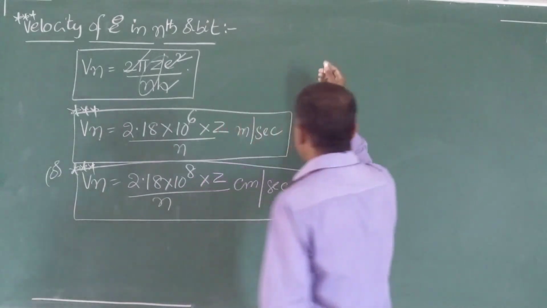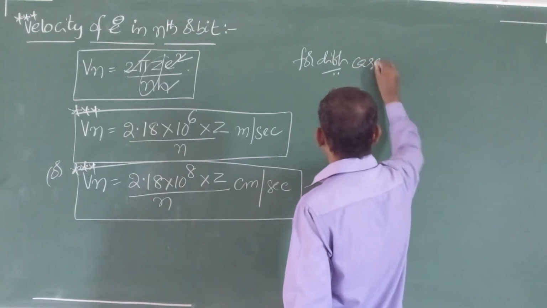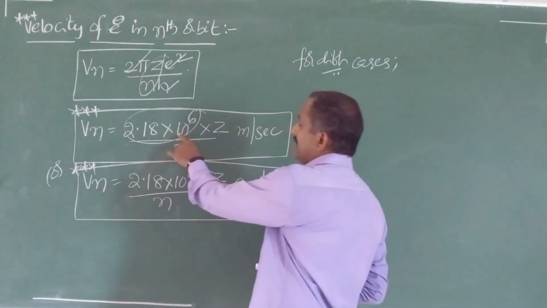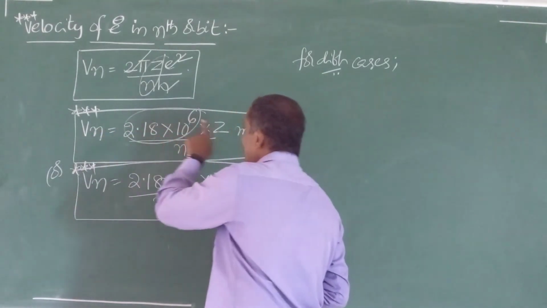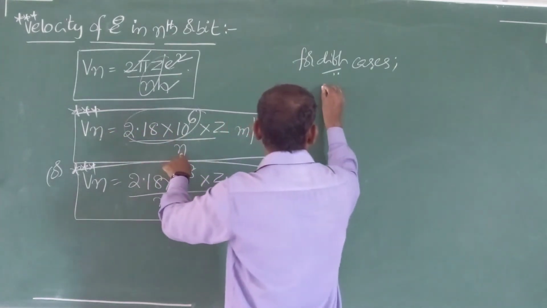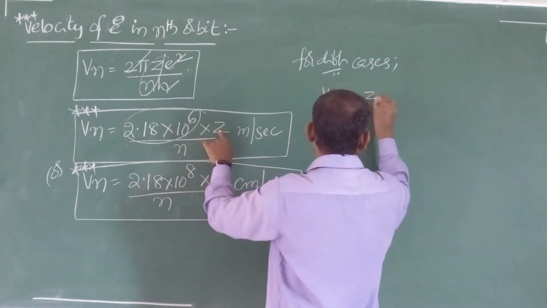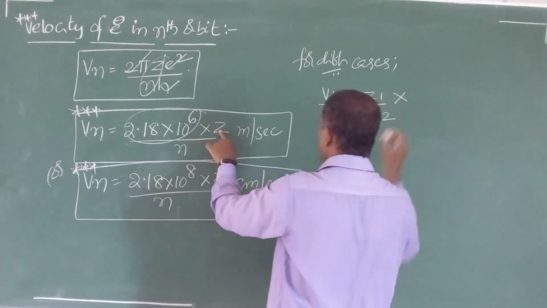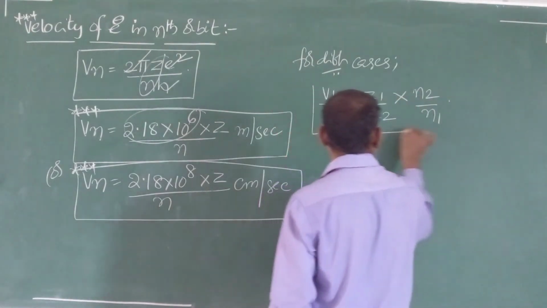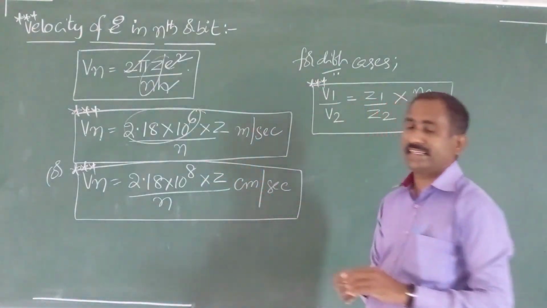Next, for two different cases. Anyhow, the value 2.18 into 10 power 6 is constant. Therefore, velocity and Z are directly related, and velocity and n are inversely related. For two different cases, V1 by V2 equals Z1 by Z2 into n2 by n1. So this also you should remember. If you remember this formula, automatically at the time of a problem you can apply it.